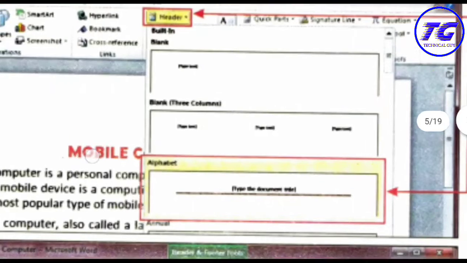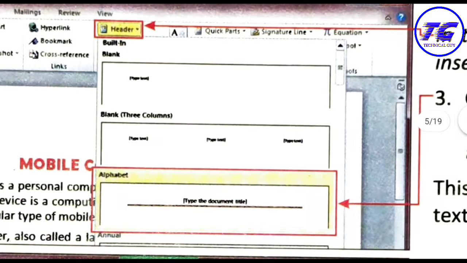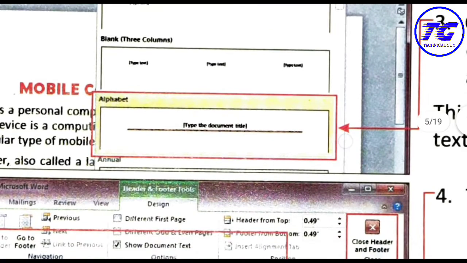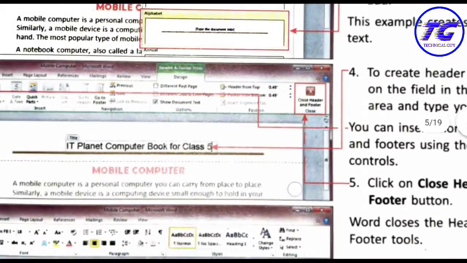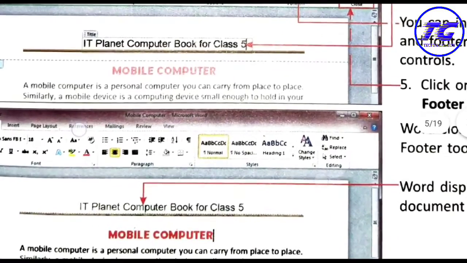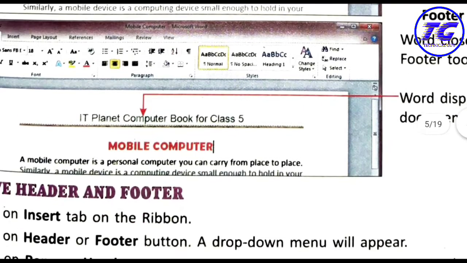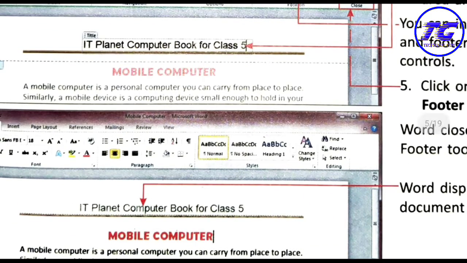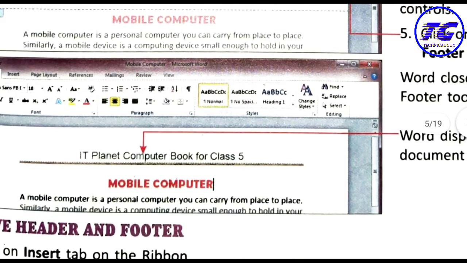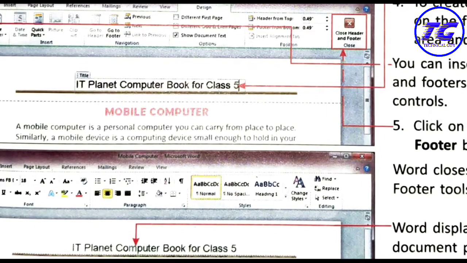It will show you some templates of header and footer. You can click on any design for the header and footer, then type the information that you want in the header. For example, here "IT Planet computer book for class 5th" is written. So this information is written inside the header. You can see here a dashed line is there, so it is showing you the header area.